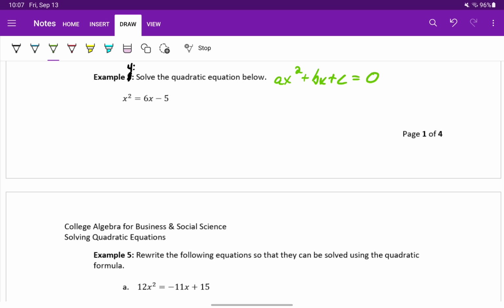That means the equation that we're given in example 4 won't work with the quadratic formula the way that it's written. What we need to do is manipulate the terms, modify the equation to get it into this standard form that we want. To do that, we'll first subtract 6x from both sides, which will give us x squared minus 6x is still equal to the negative 5 we have over on the right-hand side.